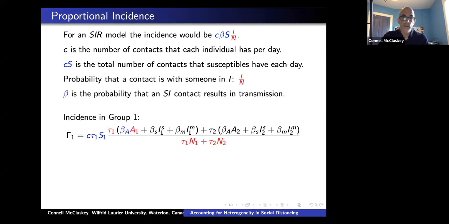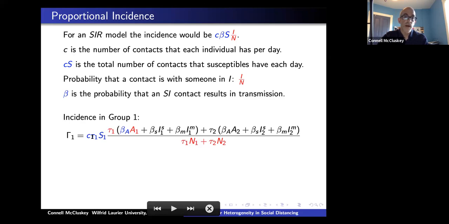Okay, so that's what I just said. So in our more complicated model, because we have more infectious groups, A, IS, and IM, and then each of those will have a subscript 1 or a subscript 2, we have to figure out what's the proper term. So for incidence from group 1, where up above we had C beta S, let's look at the CS from up above. We now have C times S1. We have C tau 1 times S1.